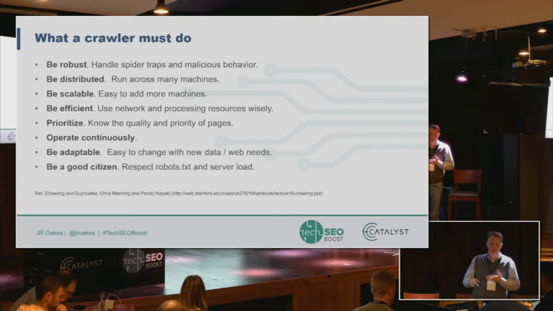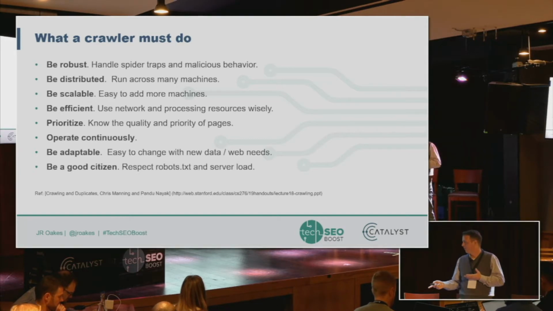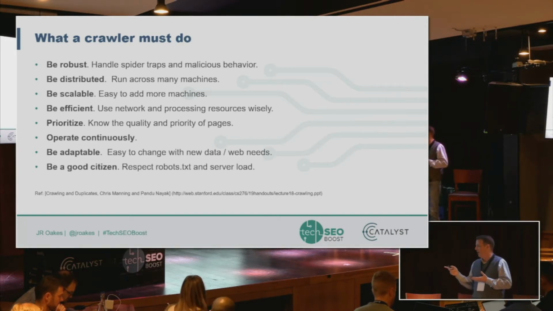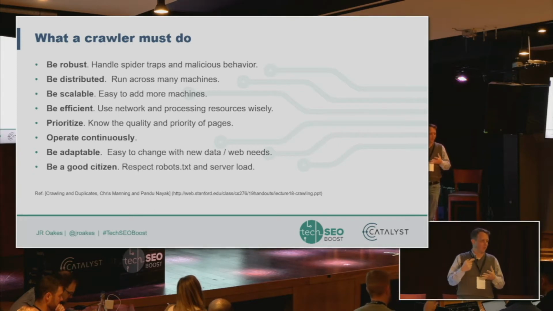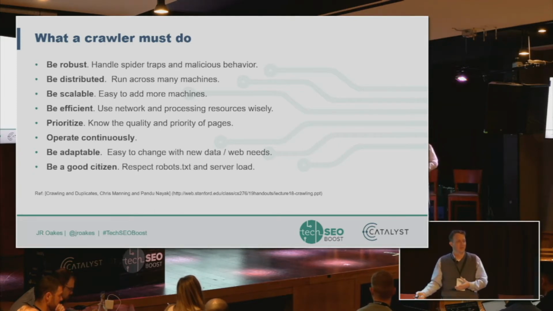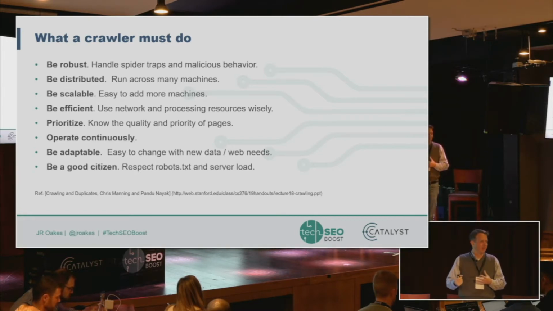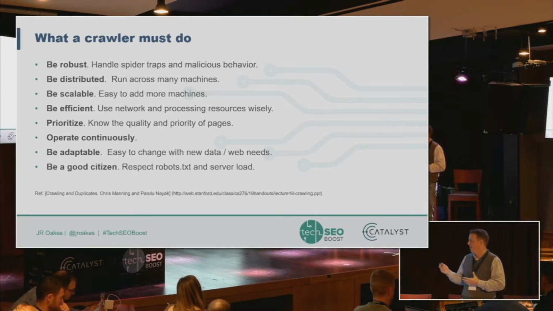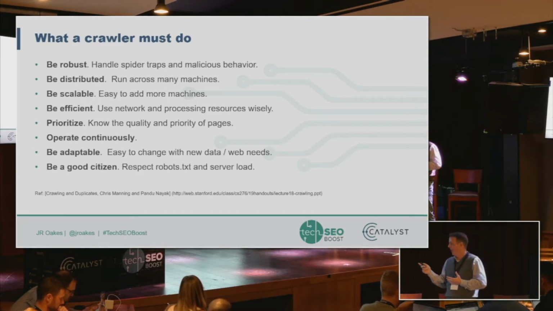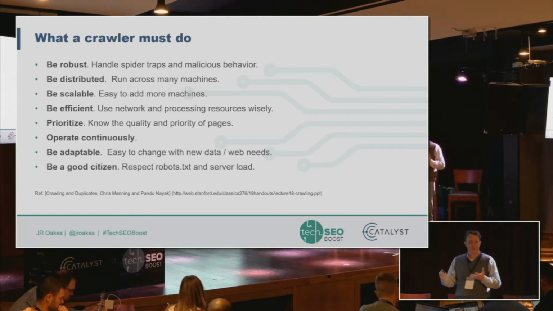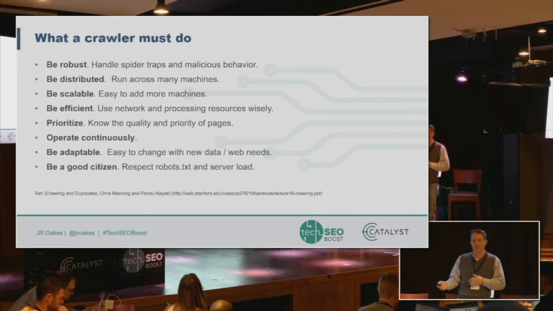Prioritize: it has to know the quality and the priority of the pages that it's going to crawl. Operate continuously, be adaptable, which is the coolest thing for me, is that Google changes so many times a year, and is incorporating so many new technologies like BERT, et cetera, into their search results. And having this massive infrastructure of crawlers that they're able to just change whenever they need to get additional data is pretty mind-numbing to me, especially given the number of URLs that they crawl. It also has to be a good citizen, which is respecting servers and respecting robots, et cetera.